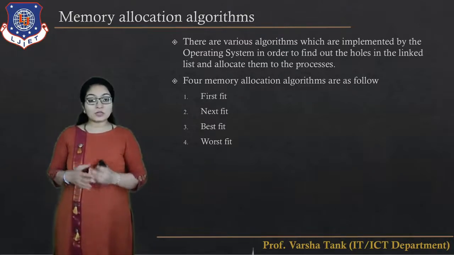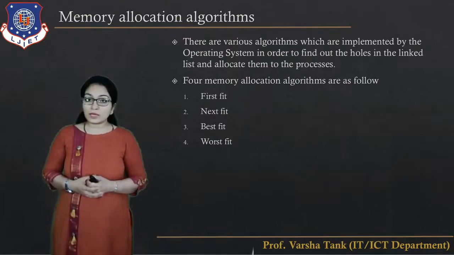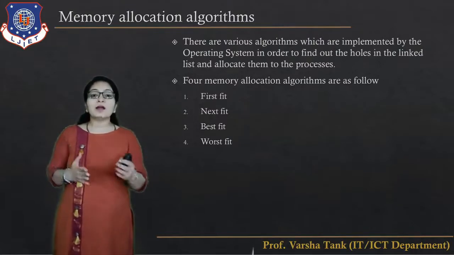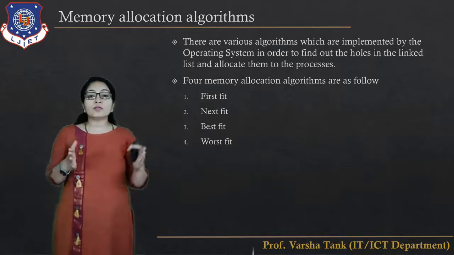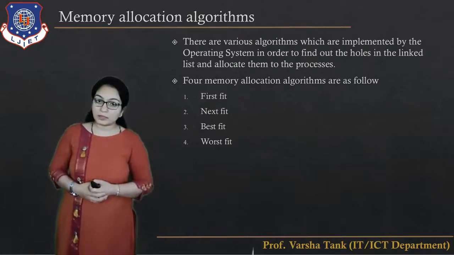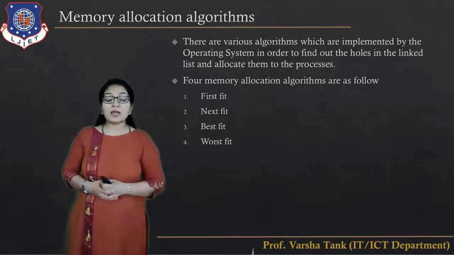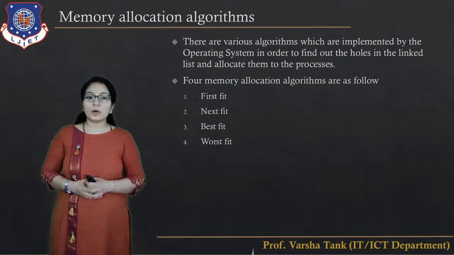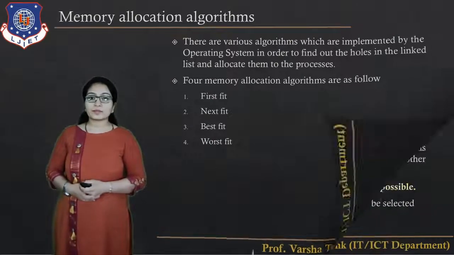So in the last lecture we have seen how to manage the free memory, in which we saw two techniques, that is a bitmap and another is the linked list. So how to find out this free hole in the memory? These are the four memory allocation algorithms: first fit, next fit, best fit, and worst fit. So let's see it one by one.